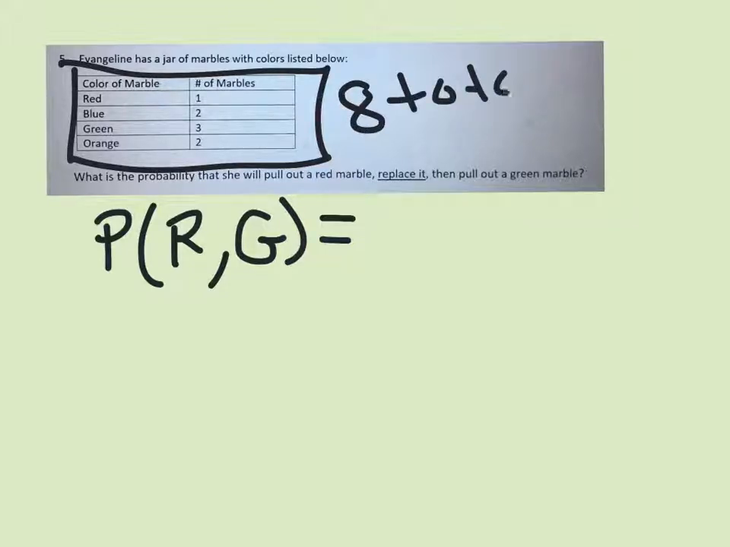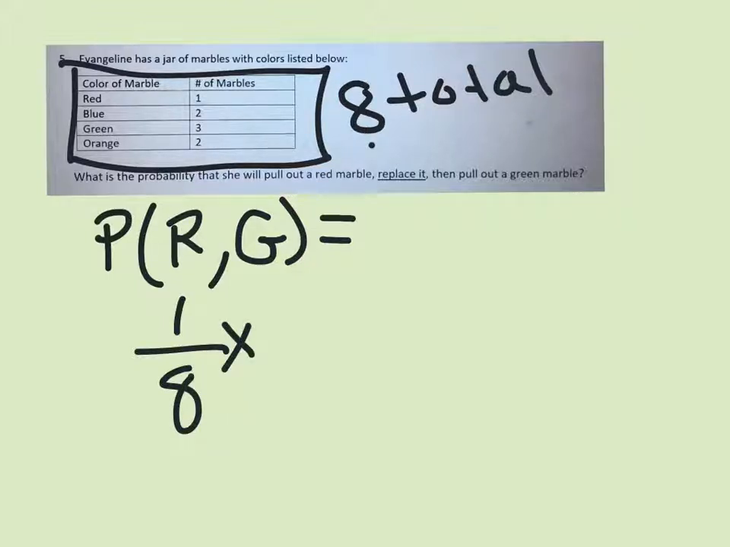All right, so let's figure out the probability that she will pull out a red, replace it, then pull a green. So we're going to pull one out, put it back, and then pull out another one. So 2 different events, so compound probability. The probability of pulling out a red first is 1 out of 8, because the total in the jar is 8.